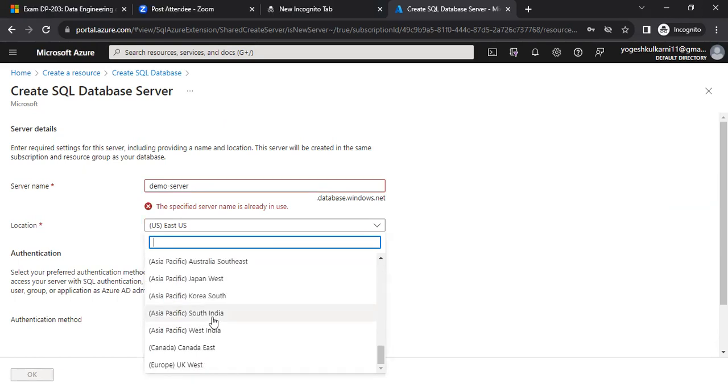So based on the organization project need, you can select the required location. Or if there is no specific requirement, you can select the minimal cost option.